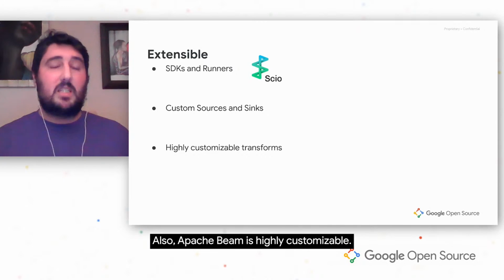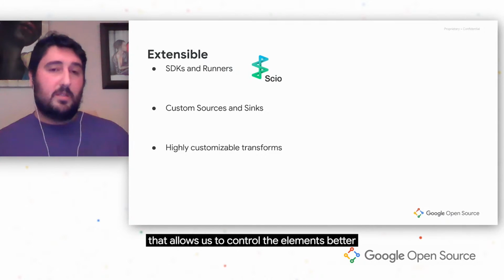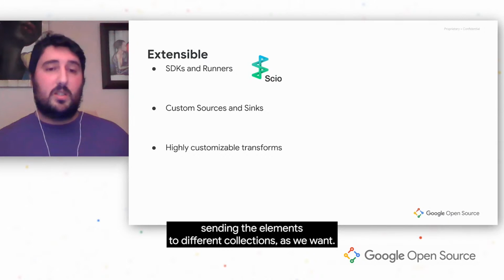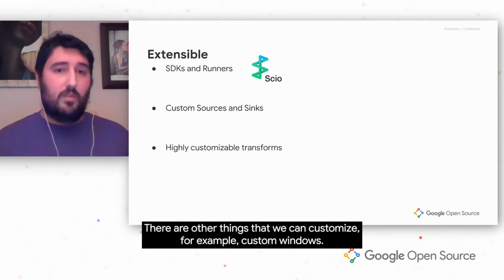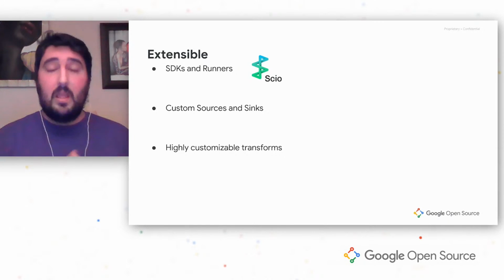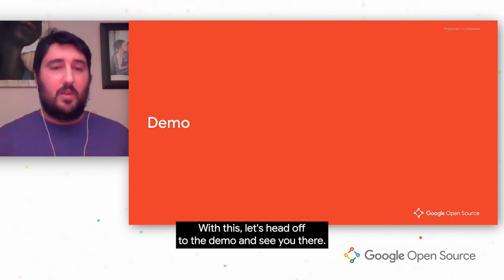And also Apache Beam is highly customizable. We have ParDo, which is a generalization of Map and FlatMap that allows us to control the elements better, sending the elements to different PCollections as we want. And there are other things that we can customize, for example, custom windows. With this, let's head off to the demo and see you there.